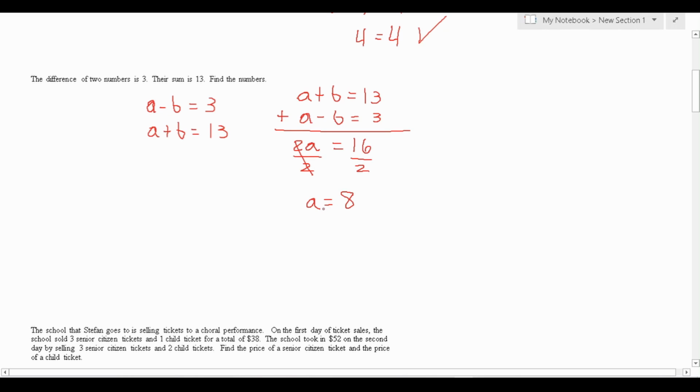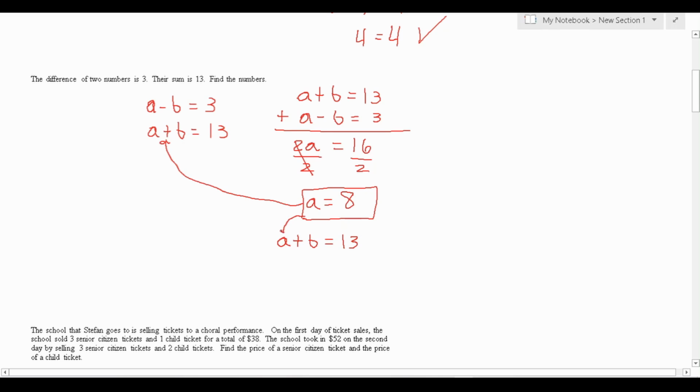Now, if you recall, the next step in the algorithm to solve this system of equations using elimination is to take this a and substitute it back into either of the two original equations. In this case, it will be easier if I plug a into this equation. So let's go ahead and do that. Again, we have a plus b equals 13.